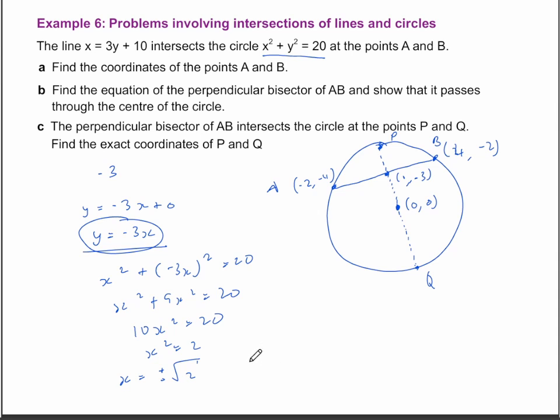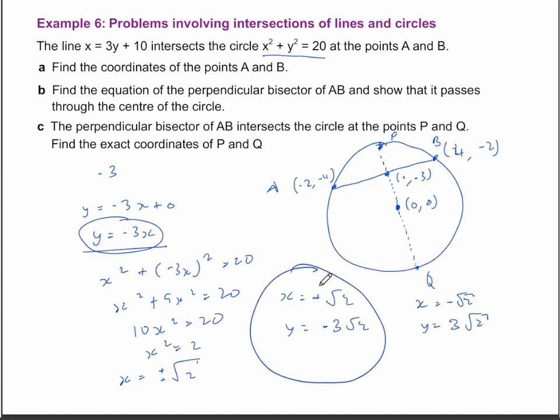And from that, we can find our y as well, because remember, y equals negative 3 times that x. So when x equals positive root 2, we get y equals negative 3 times positive root 2, which is just negative 3 root 2. Then when x equals negative root 2, negative 3 times negative root 2, y will equal positive 3 root 2. And so these are the coordinates of P and Q.